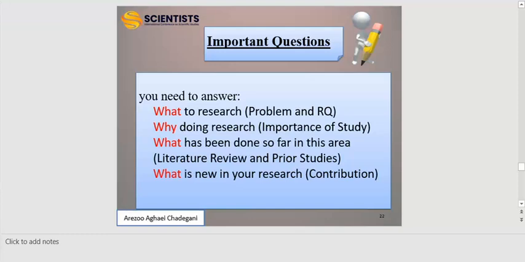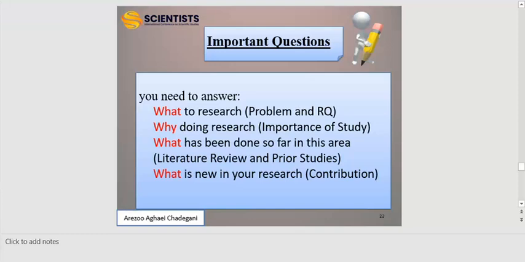There are some important questions that you need to ask yourself during this process to understand the research thoroughly. There are some WH questions. You need to answer these WH questions in your mind. Number 1, what to research? This is the problem. The answer to this question is your problem, your research question.